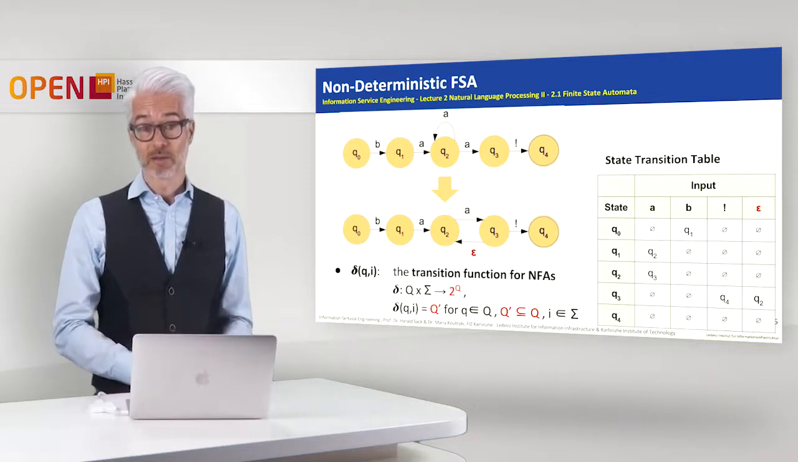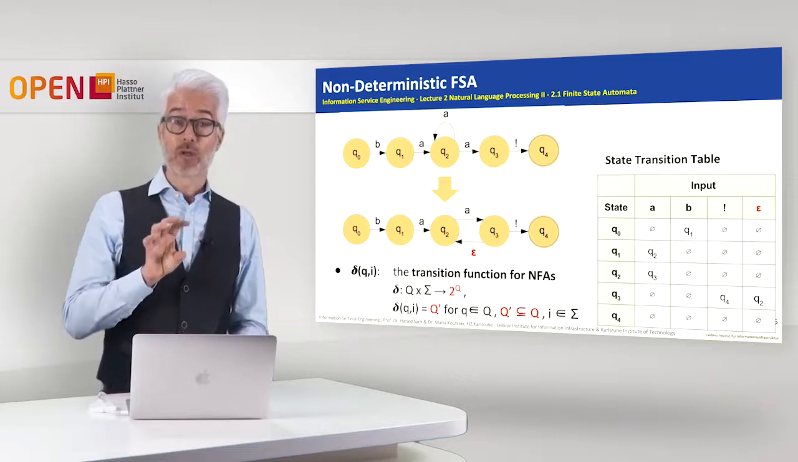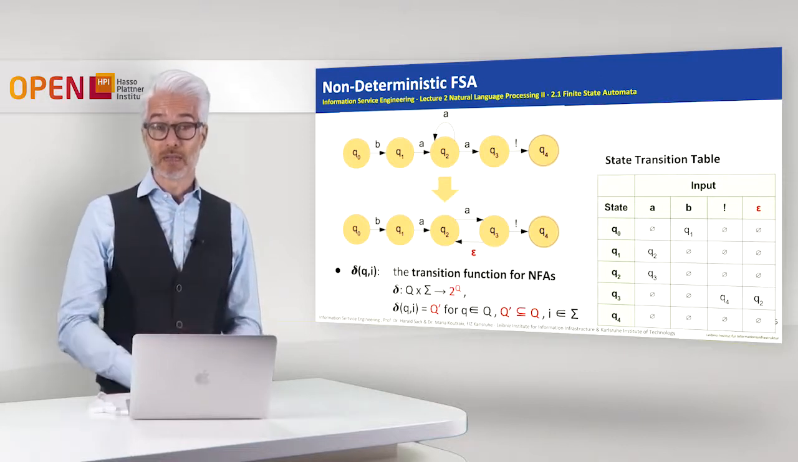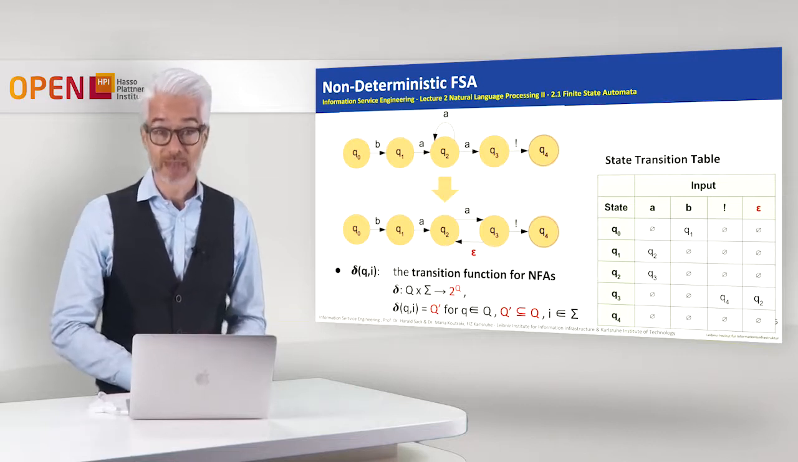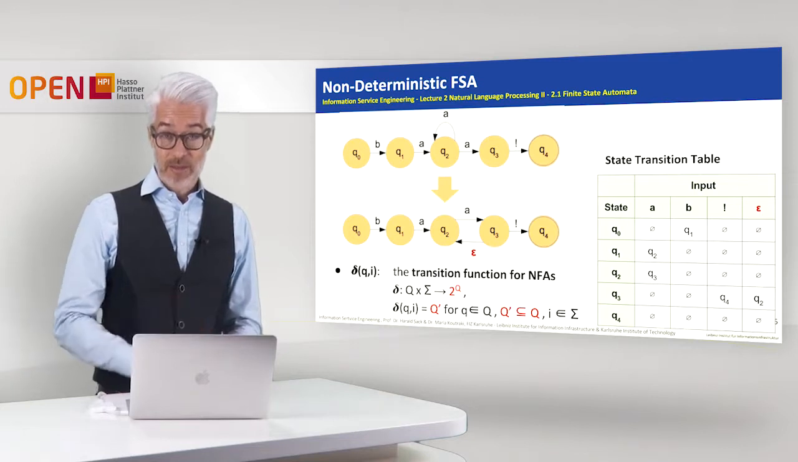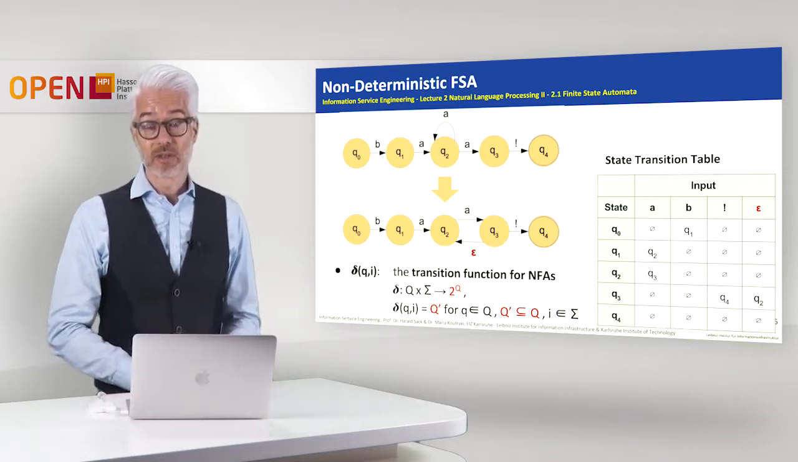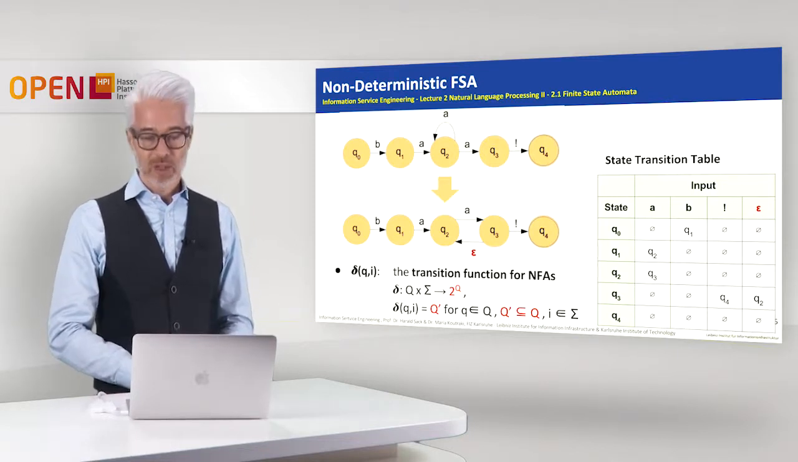So these two classes are more or less equivalent, but it's much easier and more concise often to write down these kinds of automata with the help of these epsilon transitions, as we will see. For the formal definition, just have a look at the state transition table. There we have an additional column, the outer right column, the epsilon column, and we have a transition here.